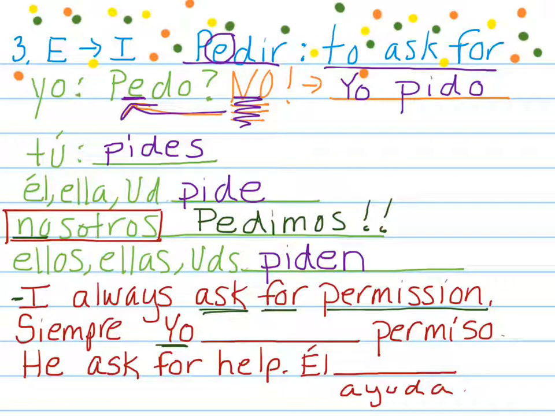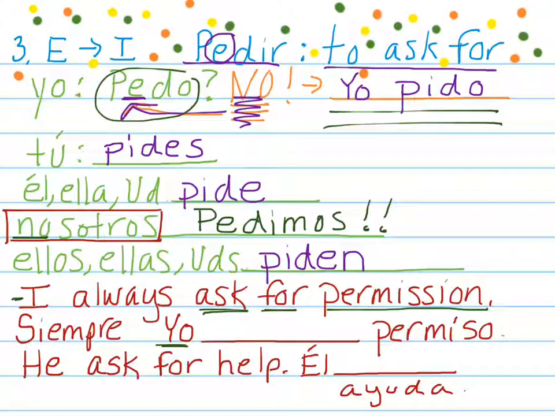Let's go back up here. Is it pedo? No. It's pido, okay? So yo pido. So yo pido permiso. I always ask for help. I'm sorry, I always ask permission.